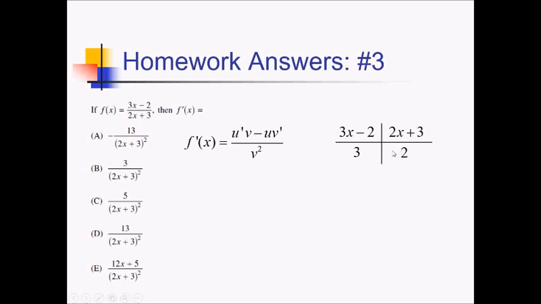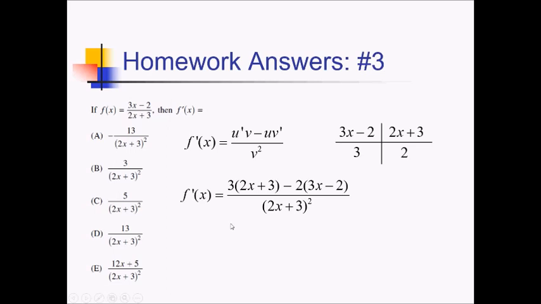Doing my ribbon now to put it all together, I've got 3 times 2x plus 3, so that's going to be the u prime v, minus uv prime, so that's coming this way now. That's 3x minus 2 times 2, and we're subtracting all of that. All over v squared. This is the other reason I write out this formula so I don't forget this v squared. So that's 2x plus 3 quantity squared.